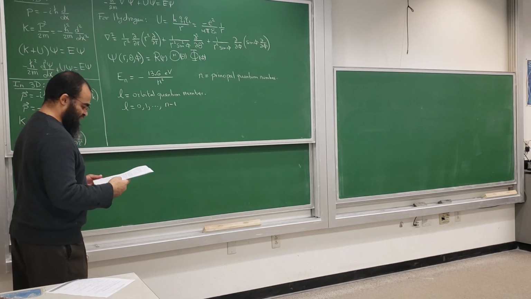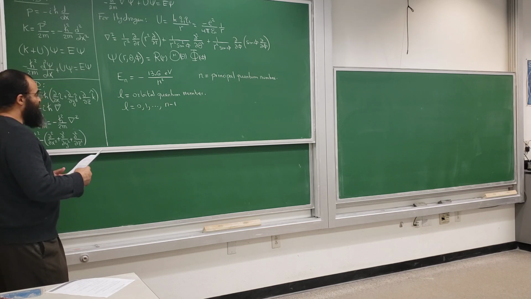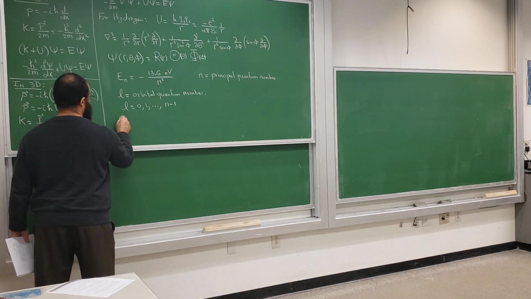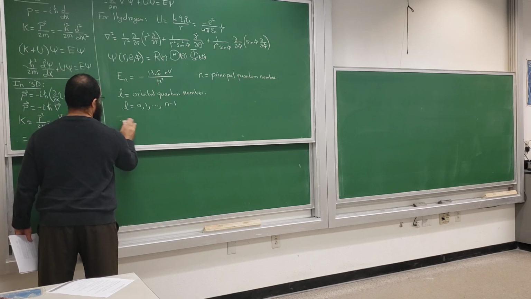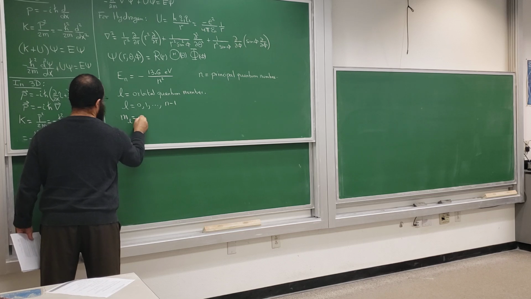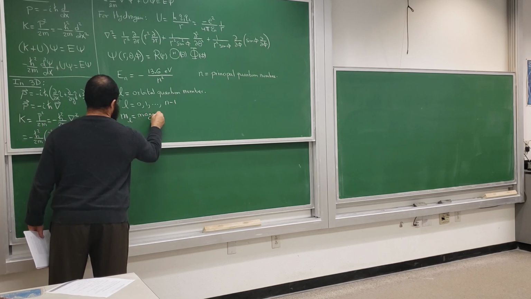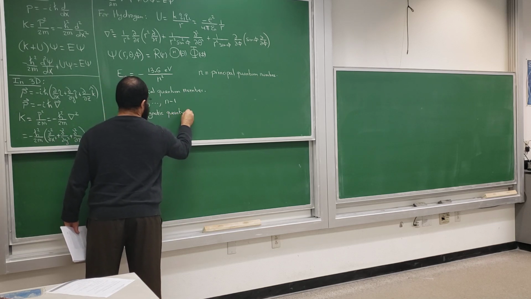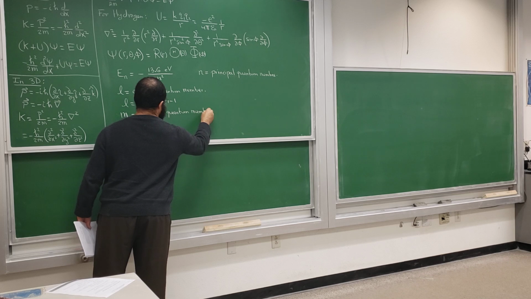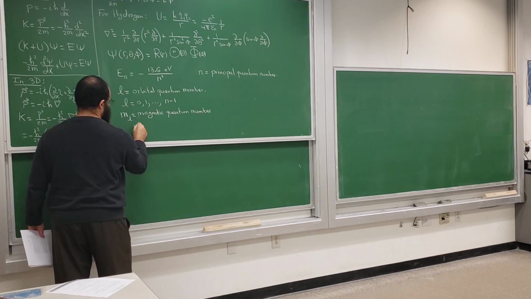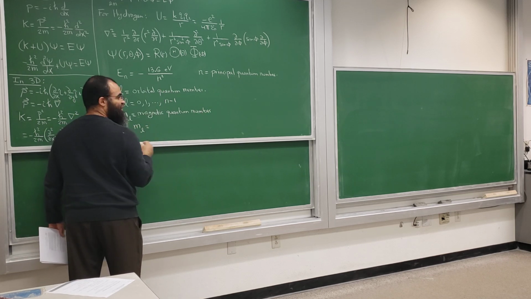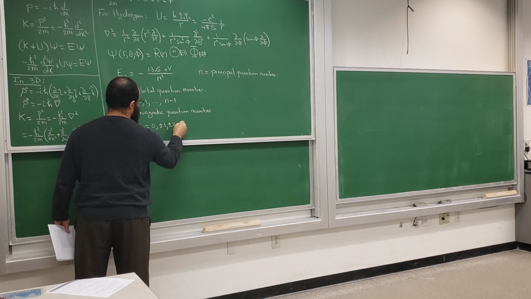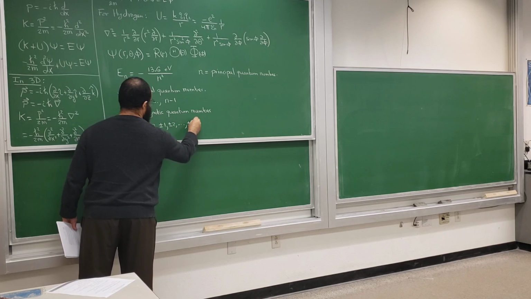And then there is the magnetic quantum number. I will tell you what it is, and then we will state their relevance. The magnetic quantum number, let me call it m_l. And this m_l runs from 0 to plus or minus 1, plus or minus 2, up to plus or minus l.